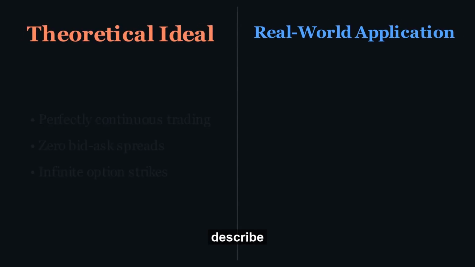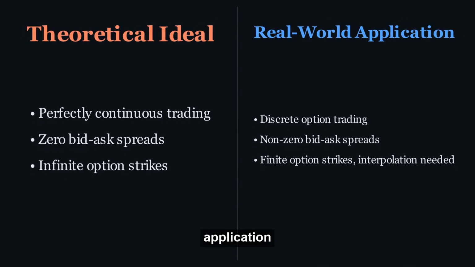While these axioms describe an idealized market, their practical application in the VIX calculation involves clever approximations. For instance, continuous trading is assumed, but options trade discretely. Similarly, bid-ask spreads exist, introducing friction.